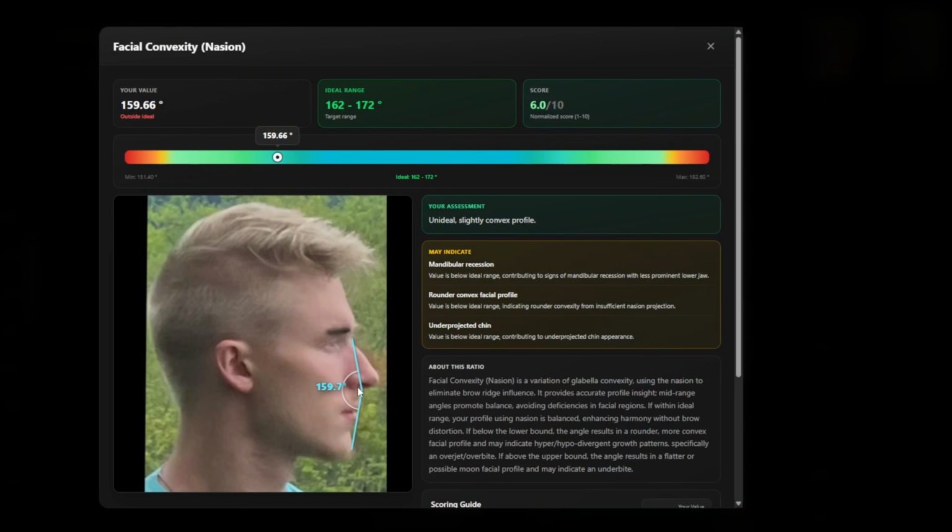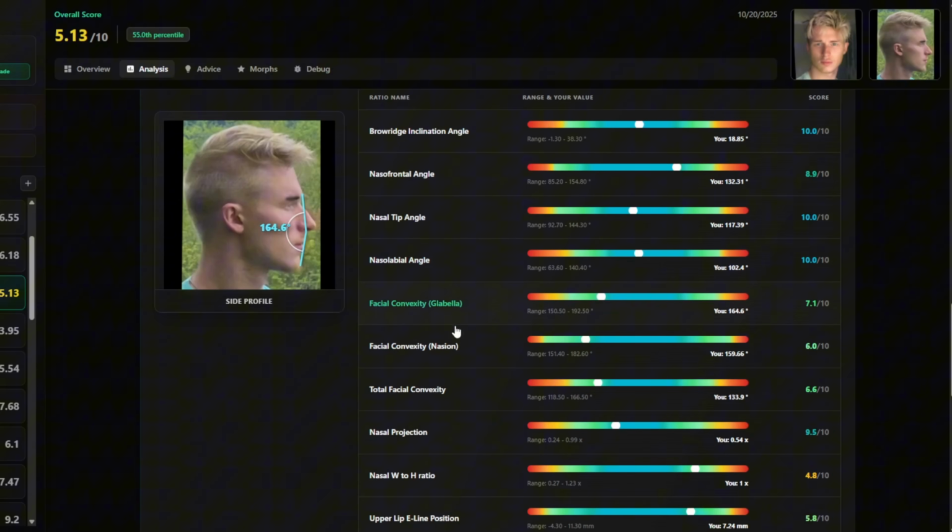Same with the facial convexity of the nasion, which is basically an identical assessment, but it reduces the confounding variable of the brow ridge, which could impact the indication on your jaw projection. So that's why we have a bunch of assessments to give you guys a holistic view of your face. Total facial convexity, same thing.